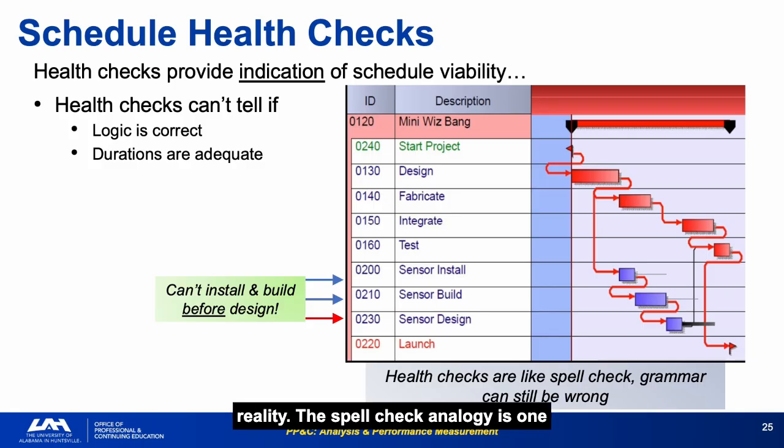The spell check analogy is one of the most useful mental models in this course. It properly calibrates what health checks can and cannot tell you. Health check results are the starting point for schedule quality assessment, not the ending point. Always follow a passing health check with a ground truth review of the critical path.